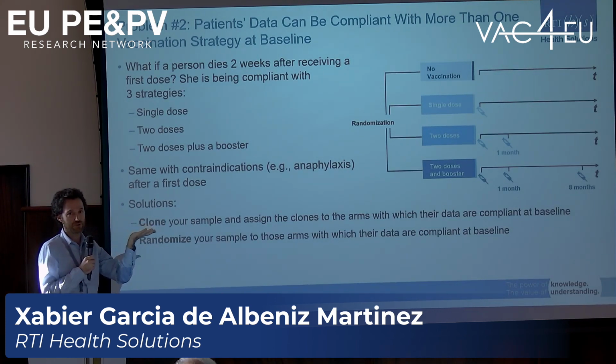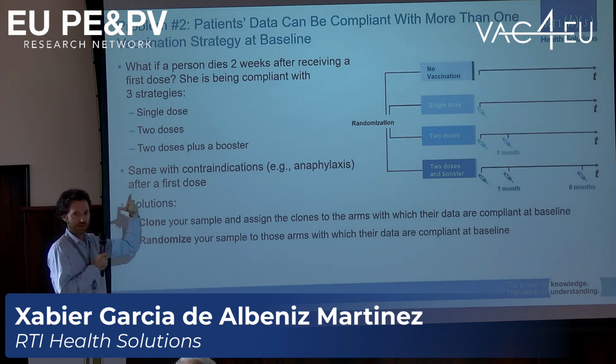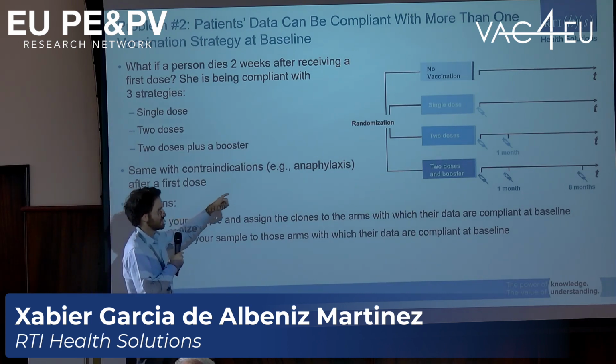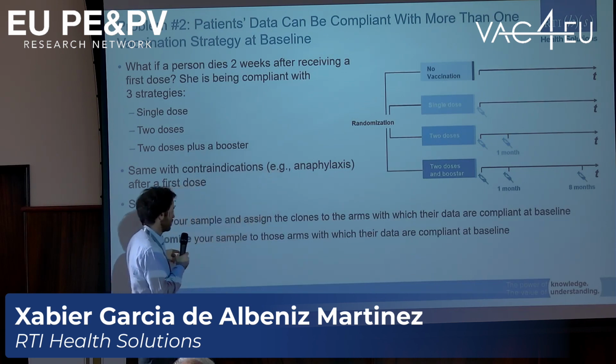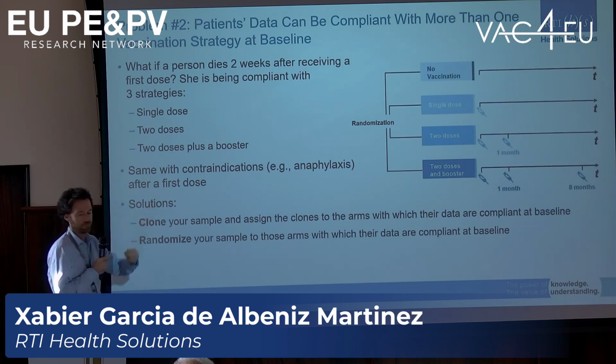Again, here I have two options. I can clone that person, create a copy in my database and assign one copy to each arm. Or I can say, okay, I don't know which strategy I should assign you to, I will just pick one at random.